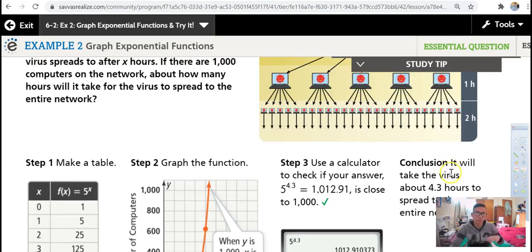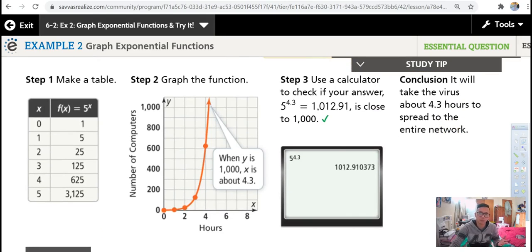So if you encounter this type of problem, first we have to make a table of values, and then graph, and then use your calculator to check if your graph is correct. All right, so that's another example that we have there.